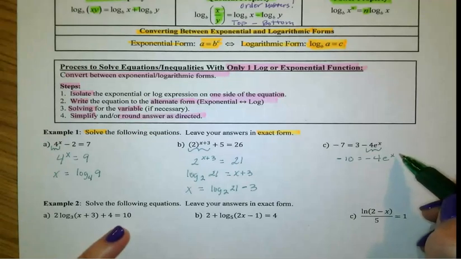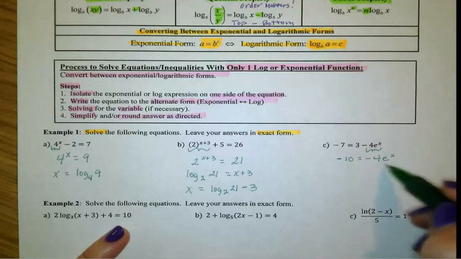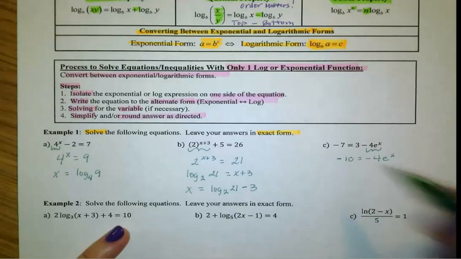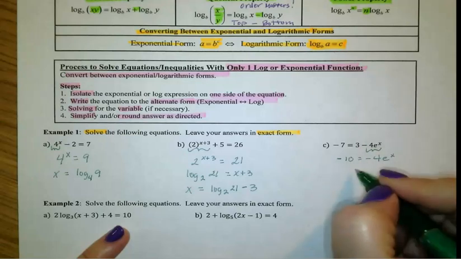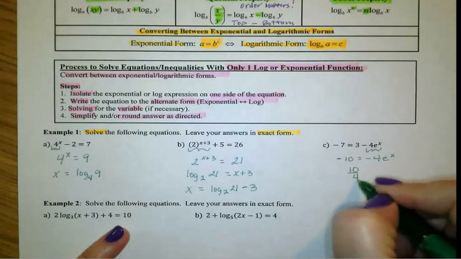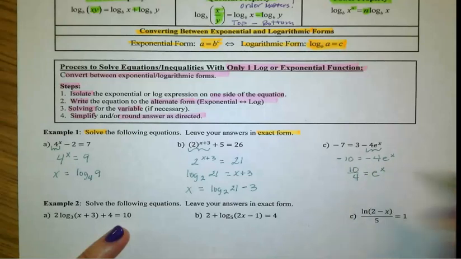So now remember, I'm trying to get e by itself, and I can convert between forms once I have the e by itself, but I still have this negative 4. So I'm going to divide both sides by negative 4. That's going to give me negative 10 divided by negative 4, or 10 over 4, equals e to the x.